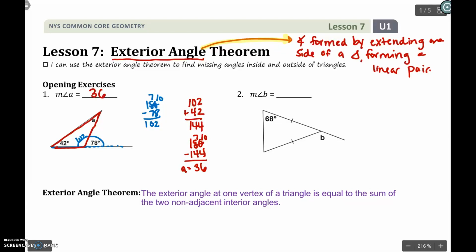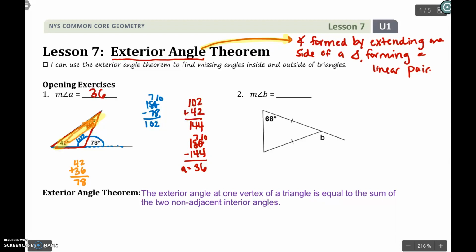Now, to understand the exterior angle theorem, we have to realize some other relationship that exists. If we were to look at the 36 that we got for angle A and the 42 that we had in the first place, so just these two angles, if I add them together, 42 and 36 equals 78, because the 78 is supplementary to the 102, but then we redo that and we get another 180.